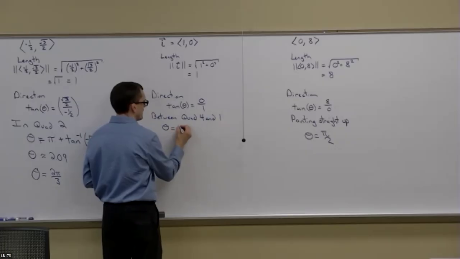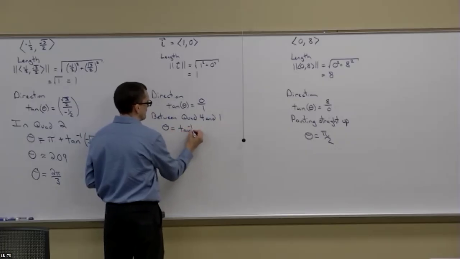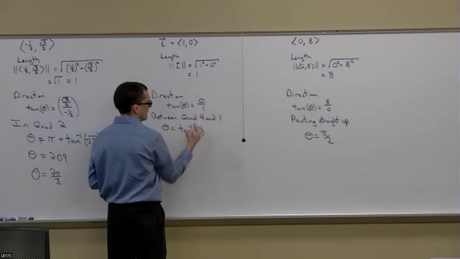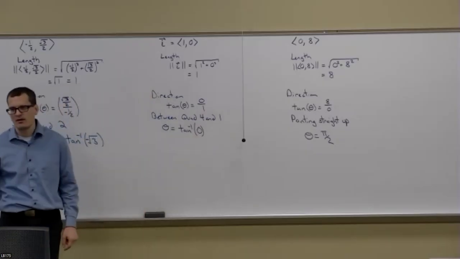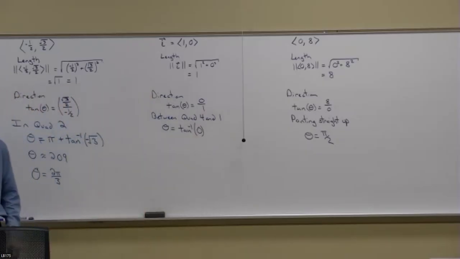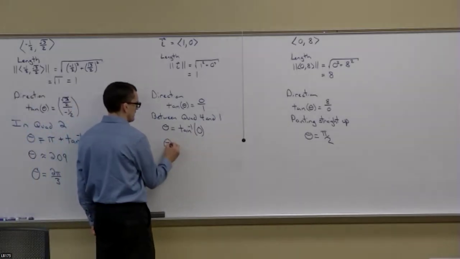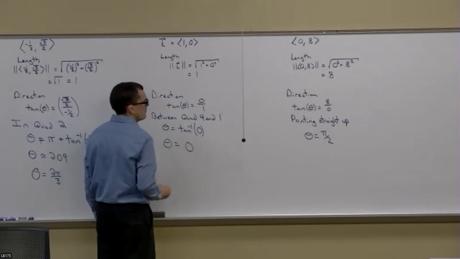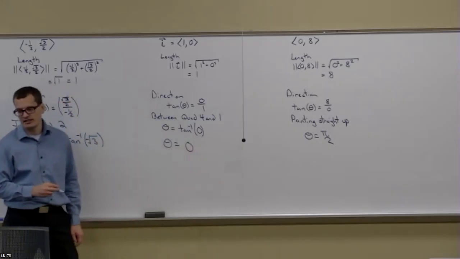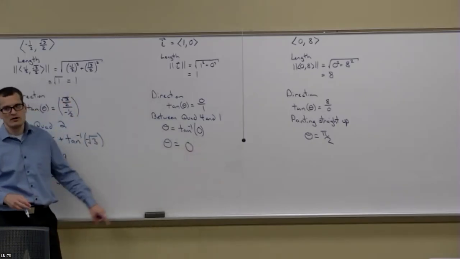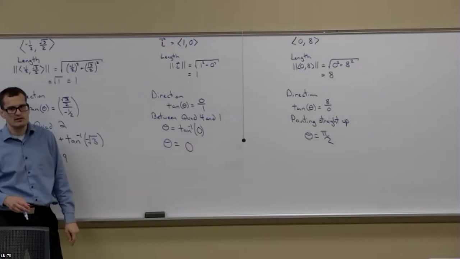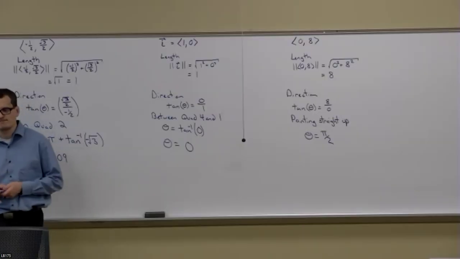So theta can be given to me by taking the inverse tangent. That's 0, which gives me 0. Okay, so theta is equal to 0. We kind of already knew that because it's along the x-axis. We know that angle 0 is the one pointing right along the x-axis. All right.